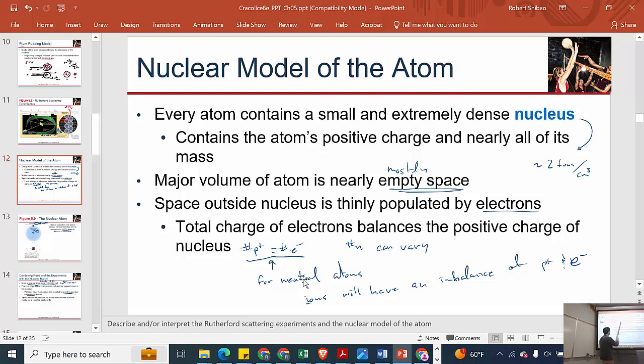And that is, every atom contains a small and extremely dense nucleus. The nucleus contains all the protons and all the neutrons. This statement says it contains the atom's positive charge and nearly all of its mass. Nearly all of its mass must include the neutrons. If we look at the density of the nucleus, it's about 2 tons per cubic centimeter. What's the most dense element on the periodic table? Osmium or iridium, and those are how many tons per cubic centimeter?